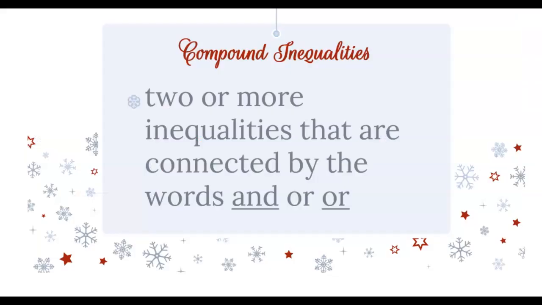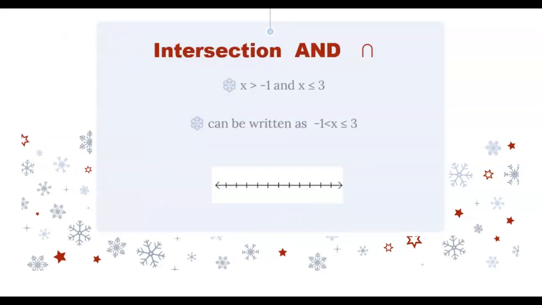A compound inequality is two or more inequalities that are connected by the words and or. In the and cases, we can actually write it together, and we'll see that in a little bit. The first type of compound inequality that we're going to talk about is the intersection, which is the and.